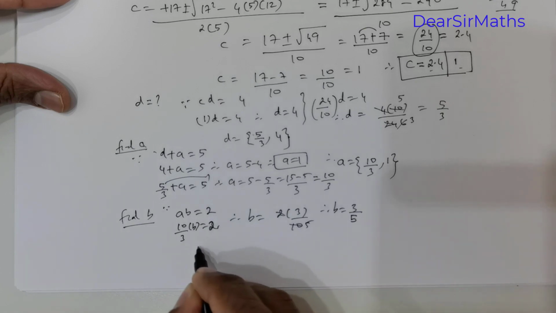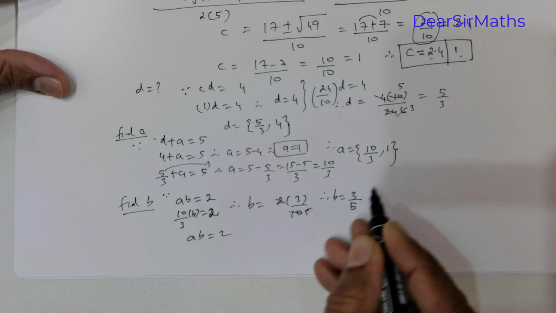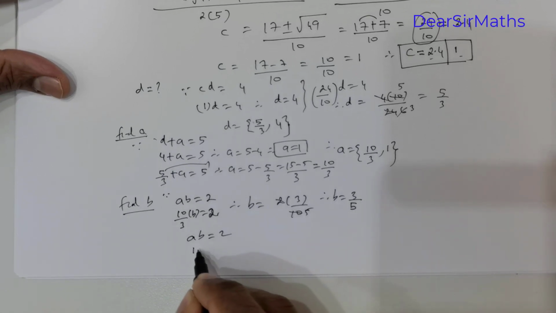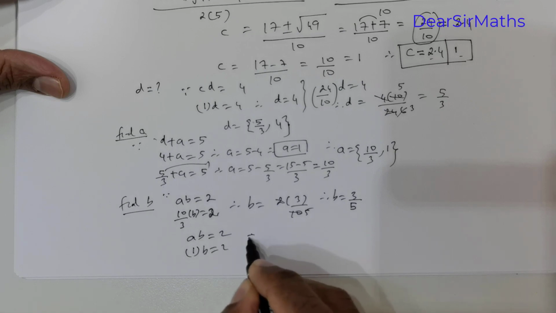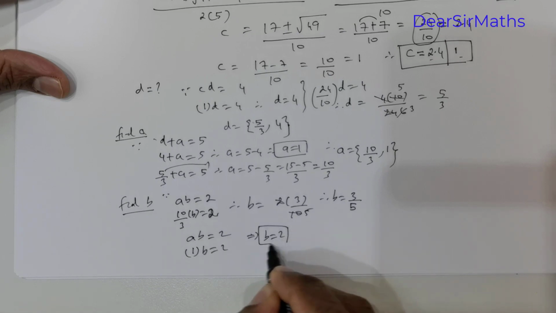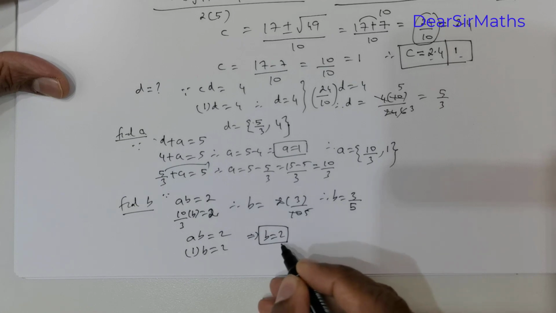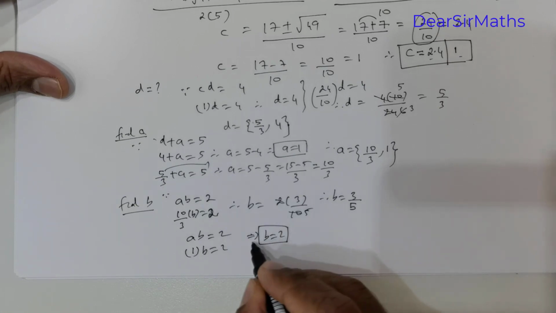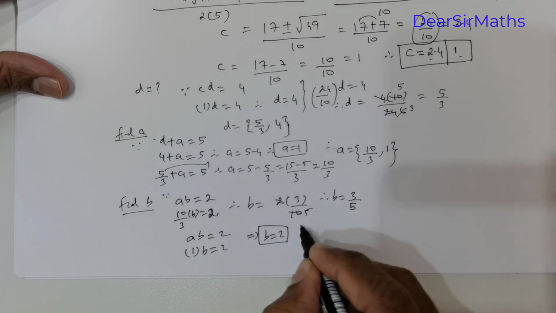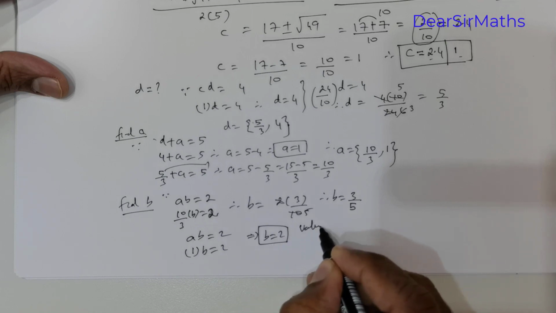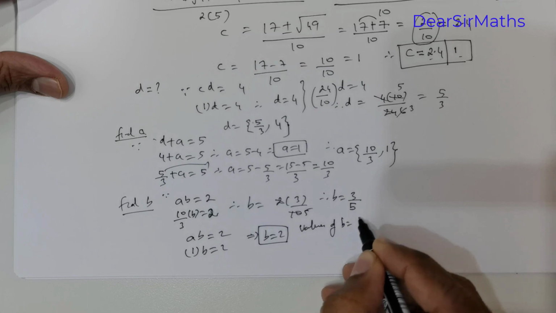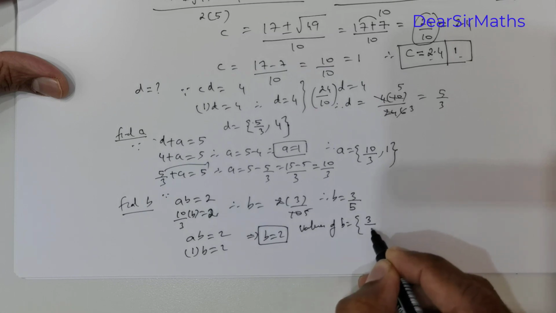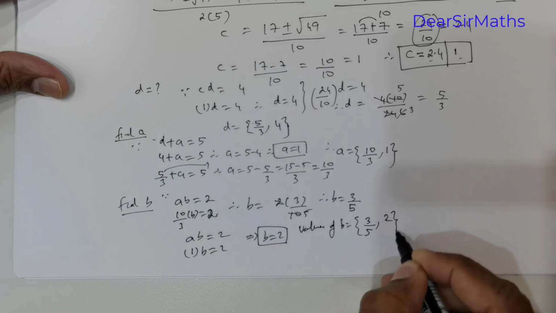This is one value. And for the next value, AB is equal to 2, I substitute the value of A as 1. And B would also be extracted in a fashion like what we have done for the other values. So from here clearly B is equal to 2. So therefore the values of B are 3 over 5 and 2.